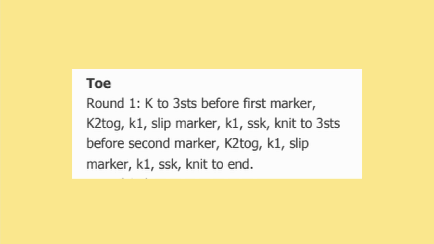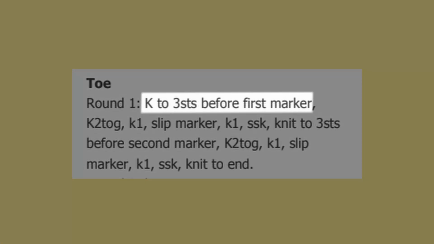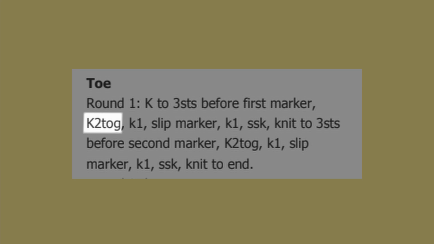This example is from the toe section of a sock pattern, so by the time you get to this point you've already knit most of your sock and you even have some stitch markers in there. Let's see how that looks. Round 1. K, which we know means knit, to 3 stitches before the marker. A comma just basically means then, so knit to 3 stitches before the marker, then do a knit 2 together decrease, then knit 1. Then slip your marker from one needle to the other. Then knit 1 again. Then slip, slip, knit, decrease.